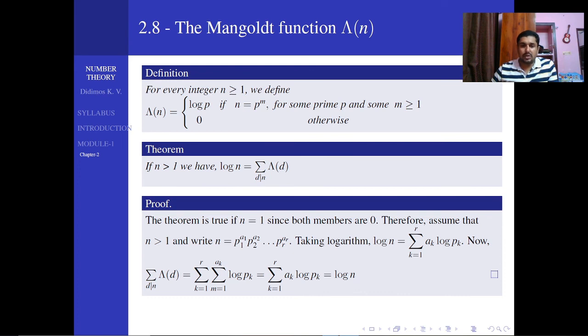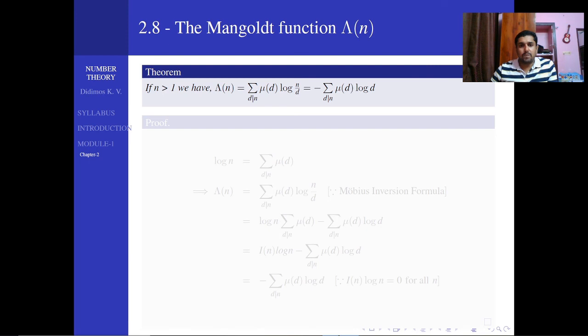So that can be written as sigma k equal to 1 to r, sigma m equal to 1 to ak of log pk. That is nothing but sigma k equal to 1 to r of ak log pk, because log pk added ak times is nothing but ak times log pk. So that will give log n. So the divisor sum formula of lambda of d is nothing but log n.